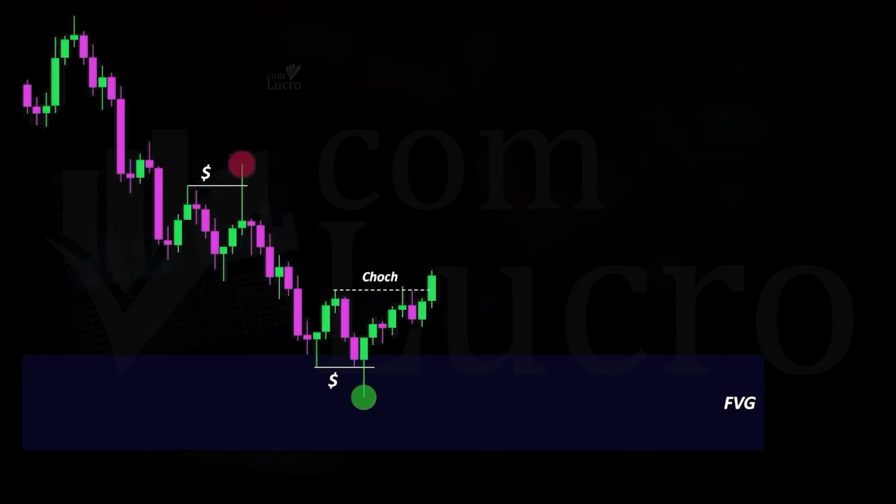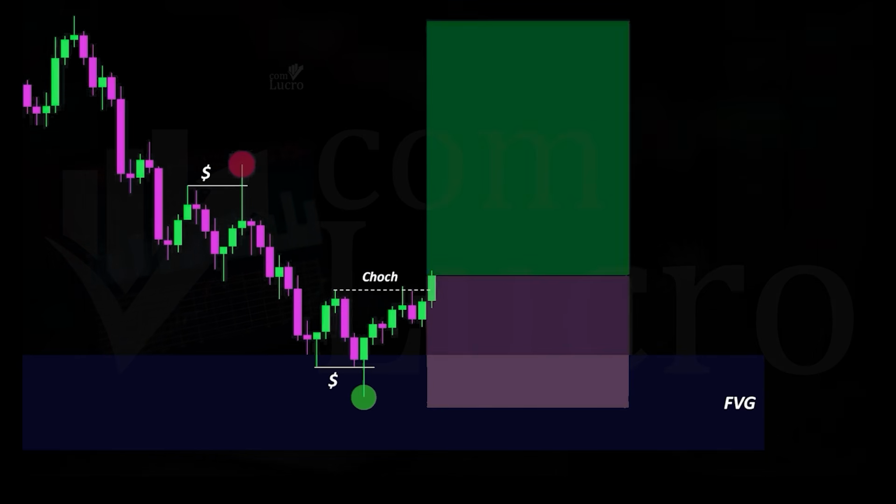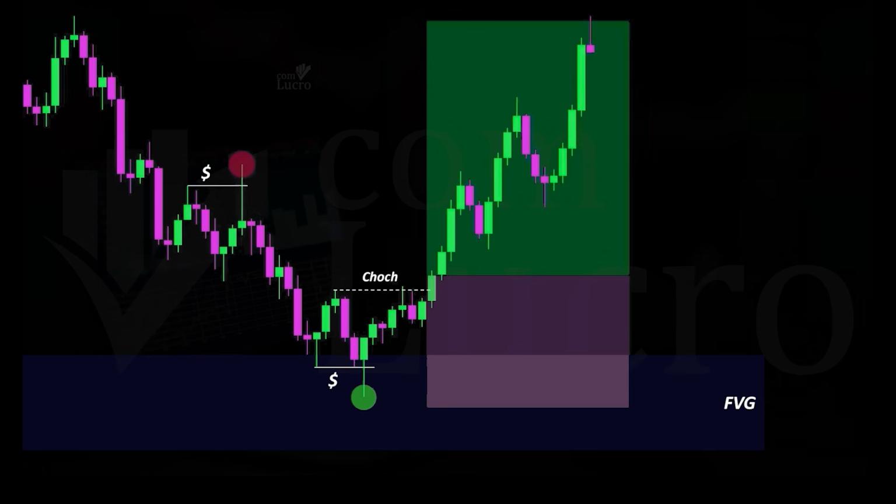Now it's time to execute the trade. Place your stop loss just below the low of the liquidity grab and set your target at the next key level identified on the higher time frame.